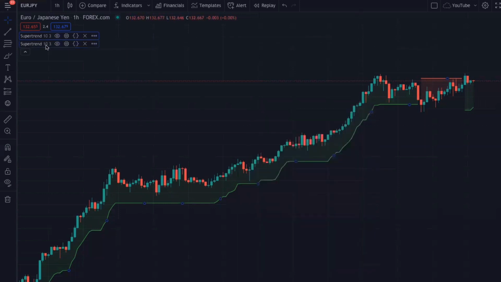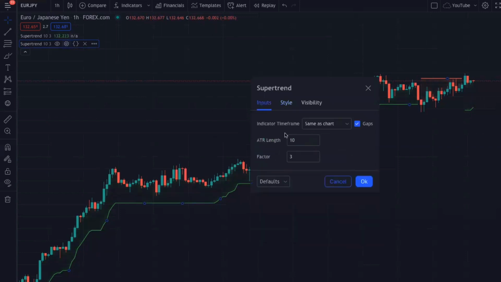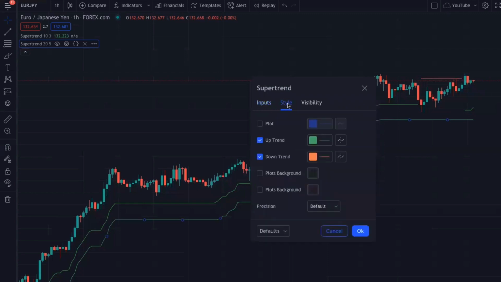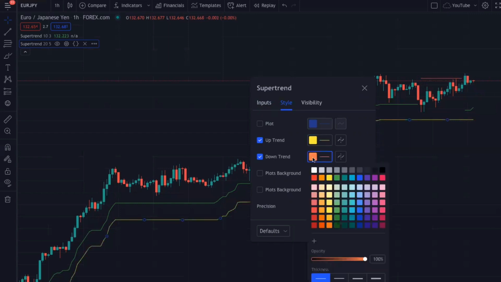And then on the second super trend indicator, we're going to change the settings. Again, we're going to get rid of the background. And here we're going to change the ATR length to 20. And we're going to do a factor of 5. And I'm also going to change up the color, so this way we know how to differentiate, right? So for the uptrend, I'm going to make it yellow. And for a downtrend, I'm going to make it white.